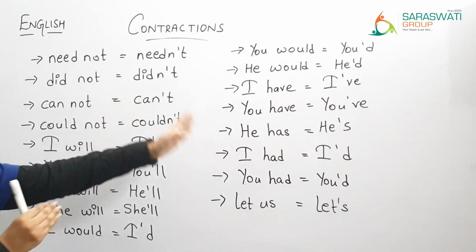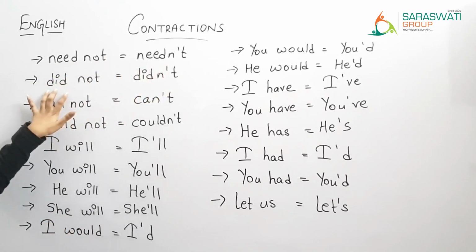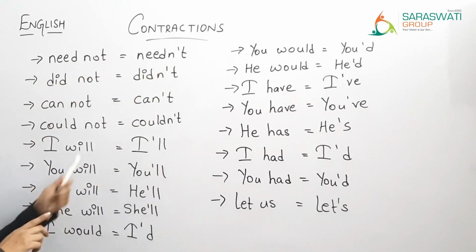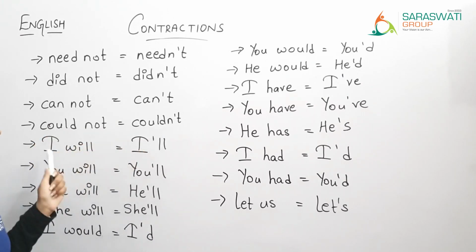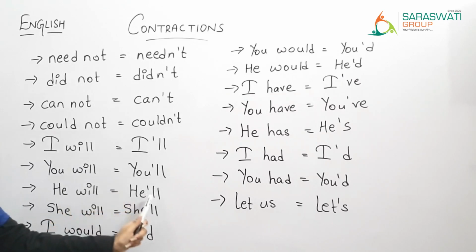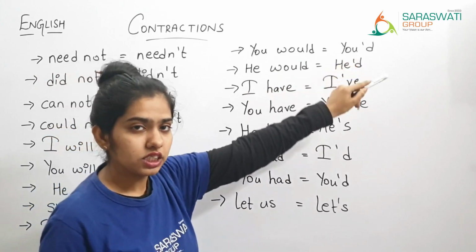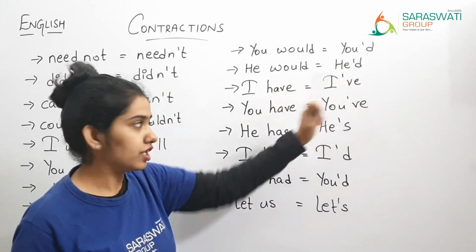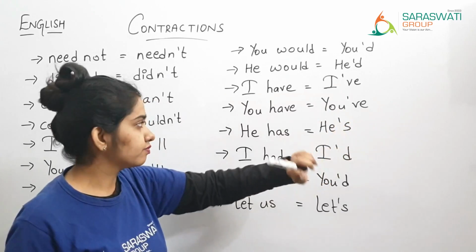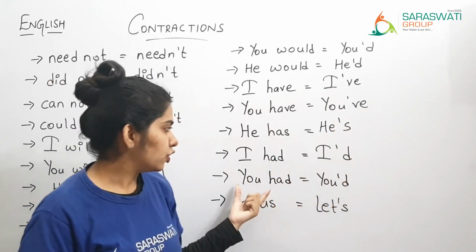So again let us look over these contractions. Need not, didn't, did not, didn't, cannot, can't, could not, couldn't, I will, I'll, you will, you'll, he will, he'll, she will, she'll, I would, I'd, you would, you'd, he would, he'd, I have, I've, you have, you've, he has, he's, I had, I'd, you had.